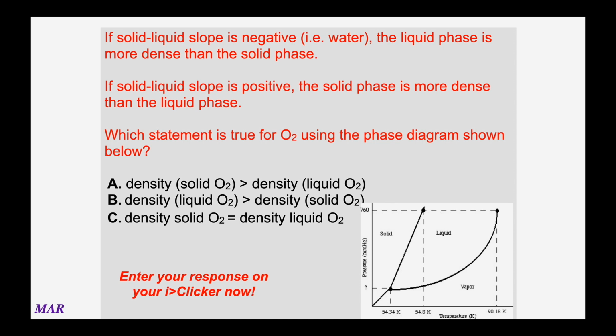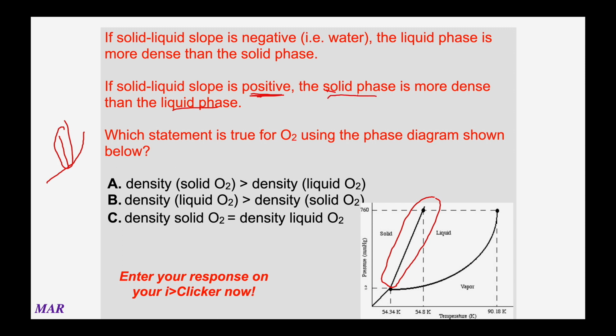One thing that's really interesting is that in the picture we saw earlier for water, the solid-liquid interface, which is this part right here, had a negative slope. In this picture, the solid-liquid line has a positive slope. Remember, if the line goes up and to the left, it's negative. In the liquid oxygen graph right there, the line is going up and to the right, which is a positive slope. If you have a positive slope, the solid phase is more dense than the liquid phase.